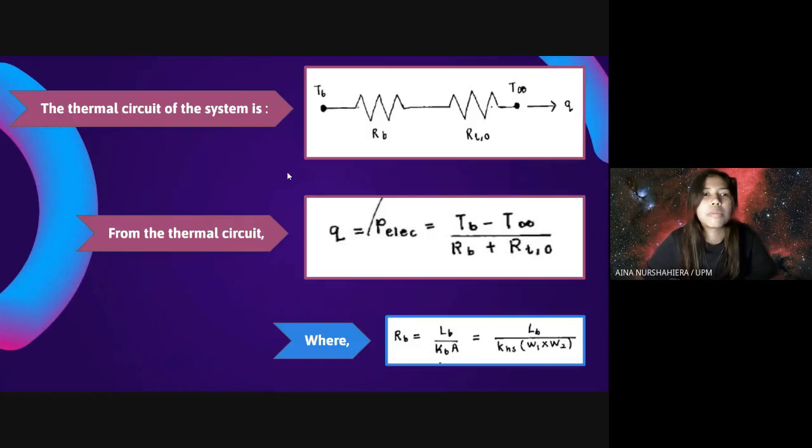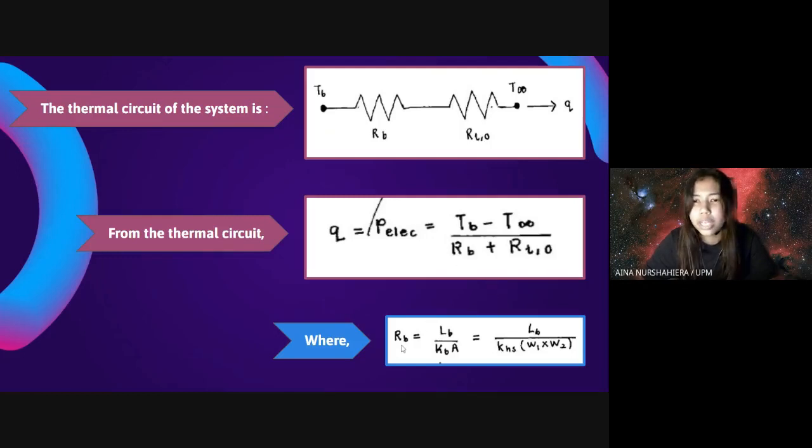The first step is to construct the thermal circuit of the system, and this is the diagram shown. From the circuit, we can deduce the q relation, which is q equals (Tb minus T infinity) over (Rb plus Rt,o). Based on this formula, we know that Rb and Rt,o are the unknowns, and we need to find these two unknowns before proceeding with the calculation.